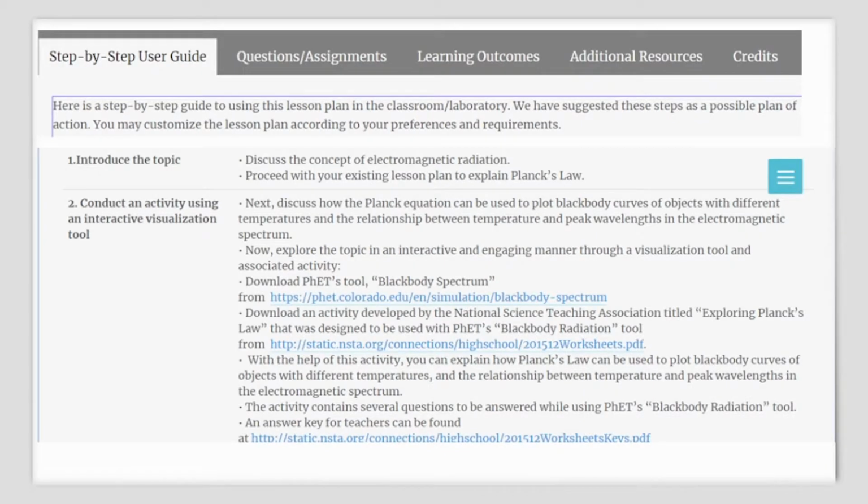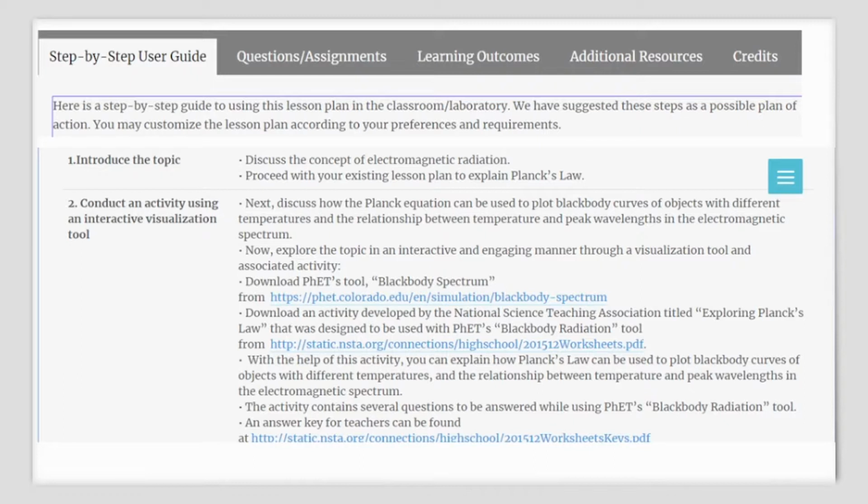First step, introduce the topic, discuss the concept of electromagnetic radiation, and proceed with your existing lesson plan to explain what is Planck's law. Next, discuss how the Planck equation can be used to plot blackbody curves of objects with different temperatures and what might be the relationship between temperature and peak wavelengths in the electromagnetic spectrum. You can explore this topic in an interactive and engaging manner through a visualization tool and an associated activity.